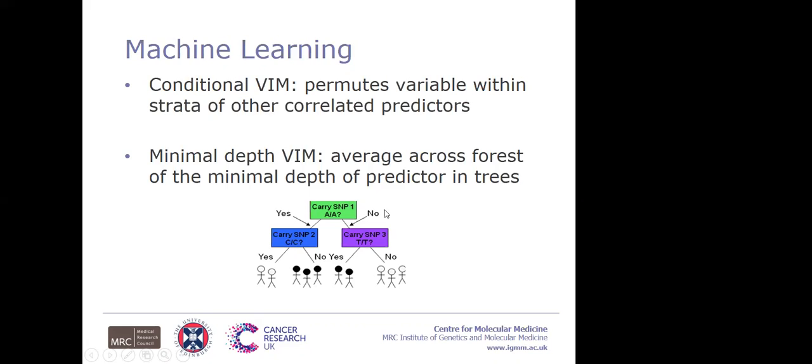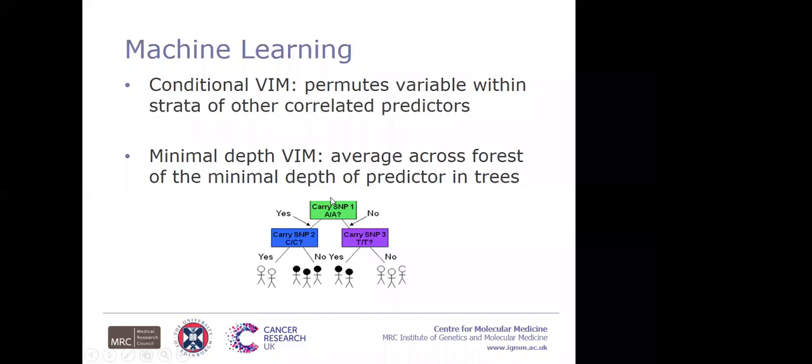All it is, is the average across the forest of the minimal depth of the predictor in a tree. So if the green one was the one that we wanted, this would be given a minimal depth of 0 in this tree. If it was this blue one, it would be given a minimal depth of 1. So it's the first occurrence in the tree. So if there's a green one down here at level 6, it's still going to get a value of 0 because it's at the top.